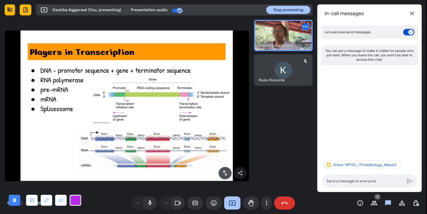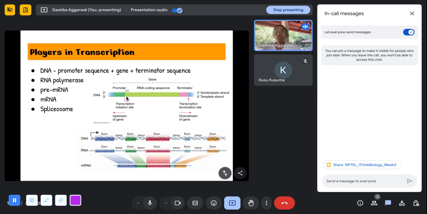Okay. So, moving on to what are the different players in transcription. So we've been talking about transcription. What are the different things that play a role in transcription? So first of all, DNA is required, which, as I said, is the genetic instruction. From DNA only you can form mRNA, right? So DNA is required, and DNA consists of these different parts. At least in eukaryotes, there is a promoter sequence. There is the actual gene which needs to be transcribed, and then there is the terminator sequence.